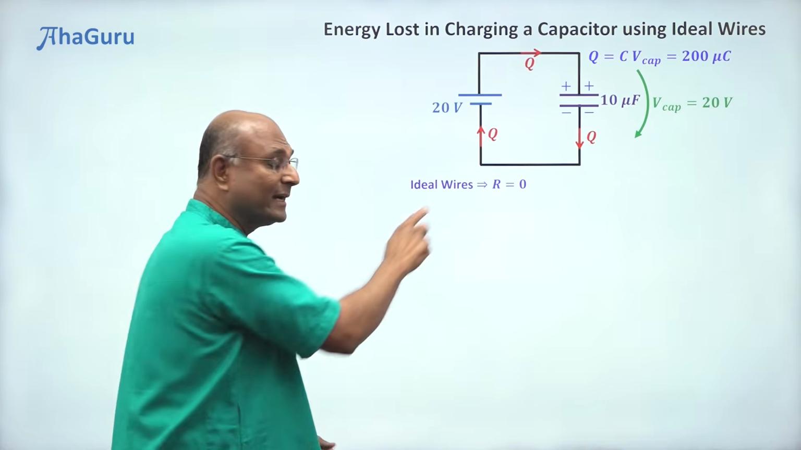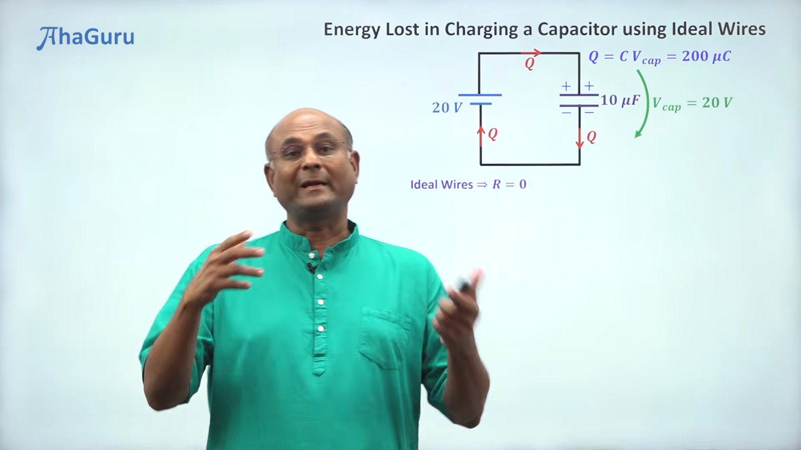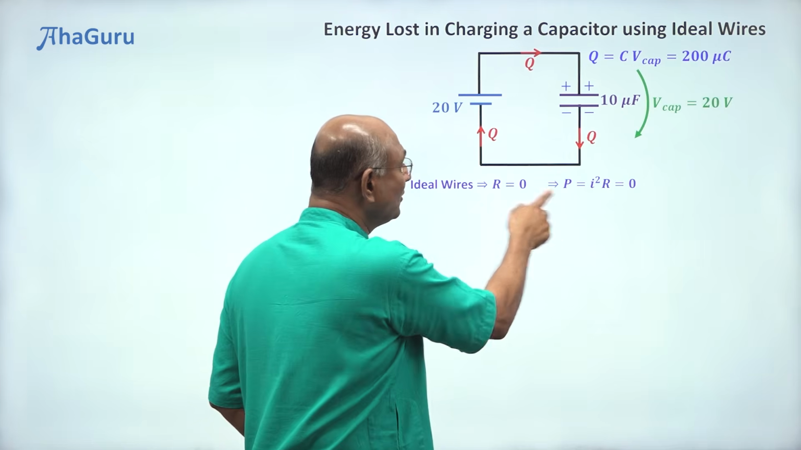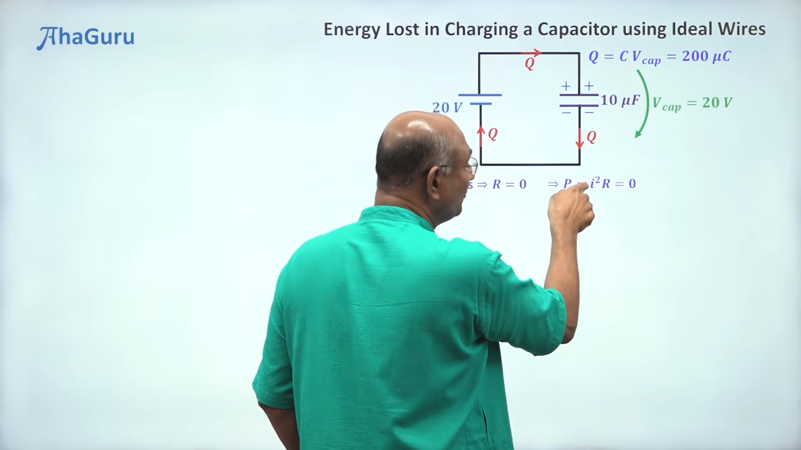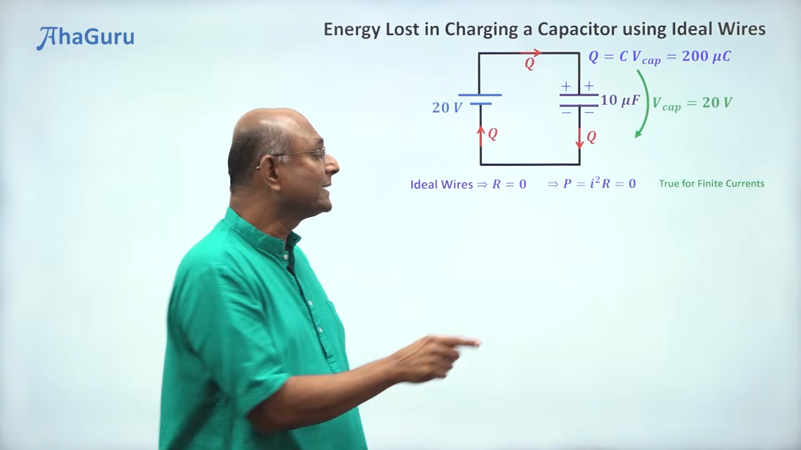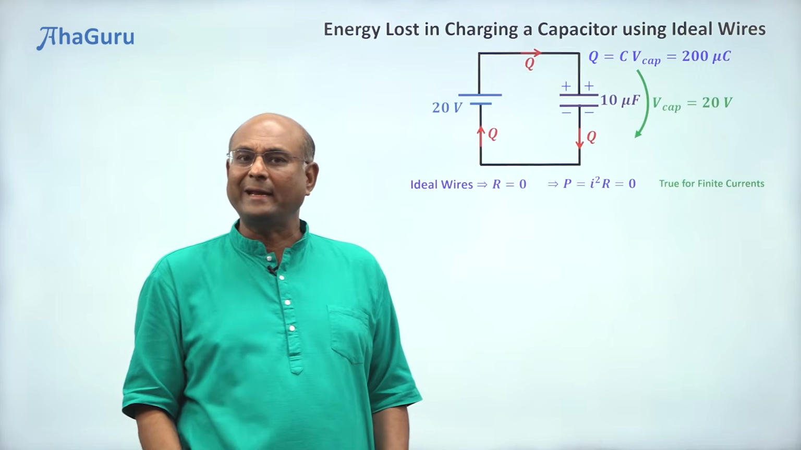Because ideal wires have zero resistance. And what is the formula for power dissipated by a resistor? Well, it is I square R. R is 0, so I square R must be 0, assuming I is finite. So this statement is correct, but it is correct for finite currents. And usually people think current must be finite.